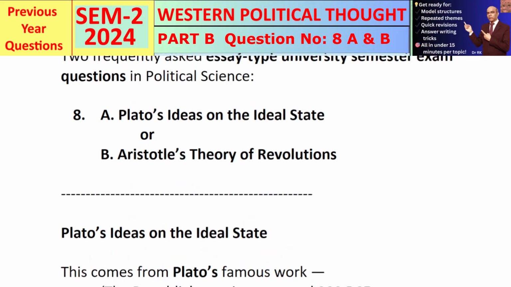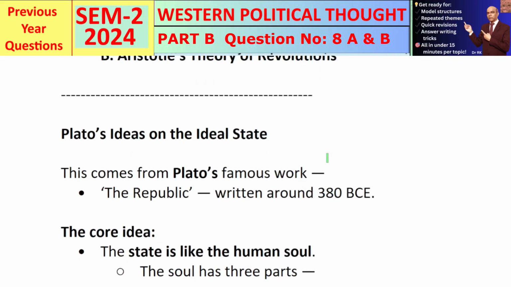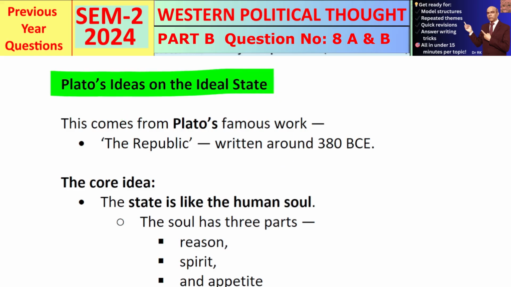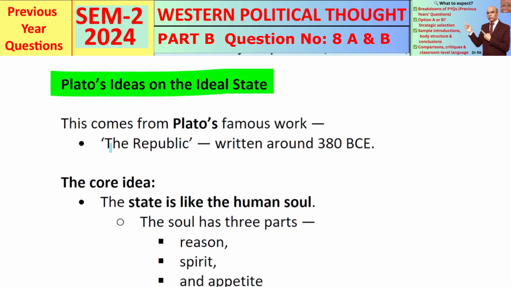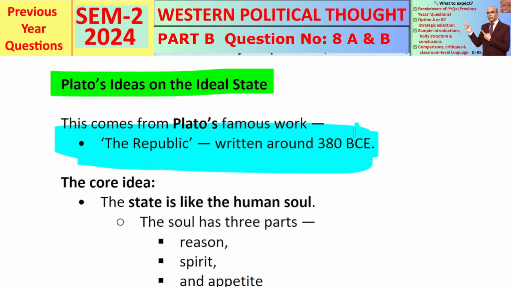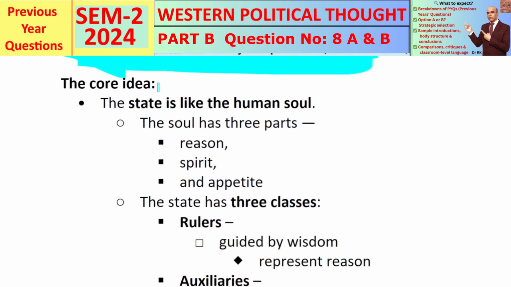Alright, let's start with Plato's ideal state. You are living in a city where justice isn't an afterthought, but the foundation, where rulers are philosophers and every citizen is doing what they are naturally suited for. That's Plato's vision. This comes from his famous work, The Republic, written around 380 BCE. So what's the core idea?